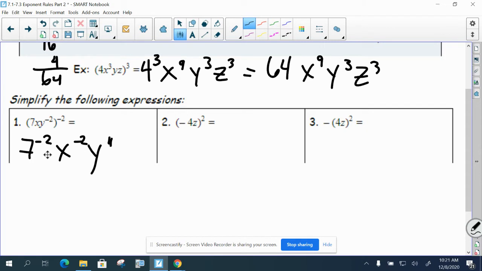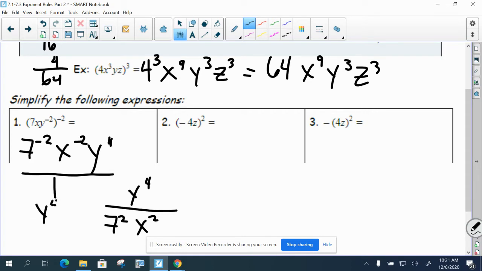Now, you can't have negative exponents, so we're going to need to put all of our expression over 1, and then whatever has a negative exponent, we're going to move to the denominator. So 7 has a negative exponent, so I'm just going to rewrite this with 7 squared in the denominator. X has a negative exponent, so that's going to go in the denominator. But y does not, so y is going to stay. Right, so then you can simplify it as y to the 4th over 49 x squared.